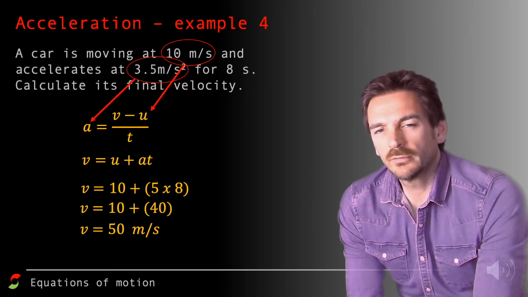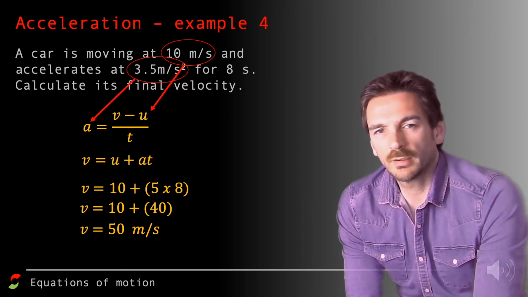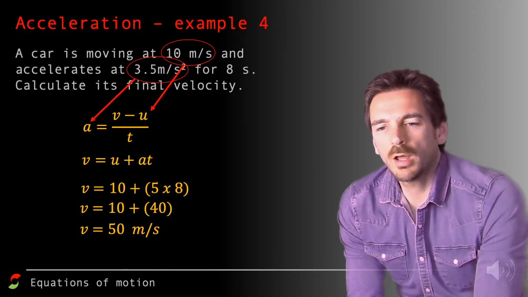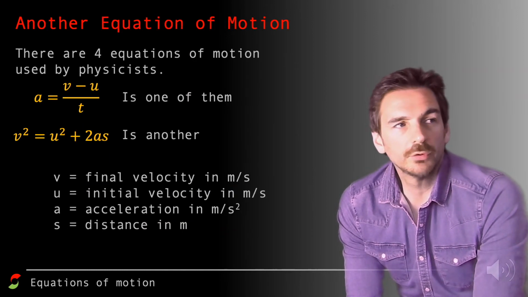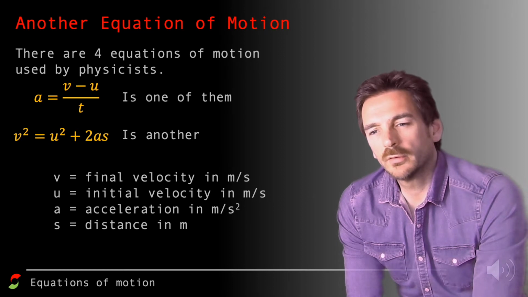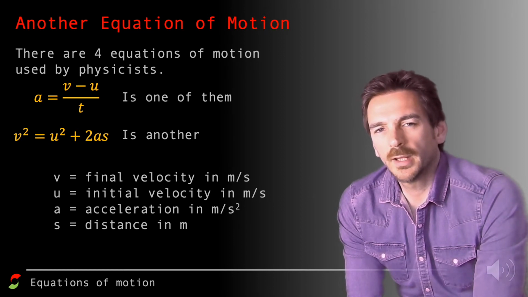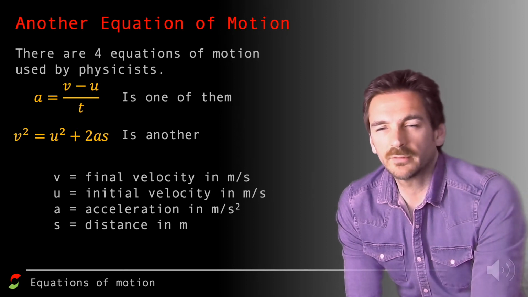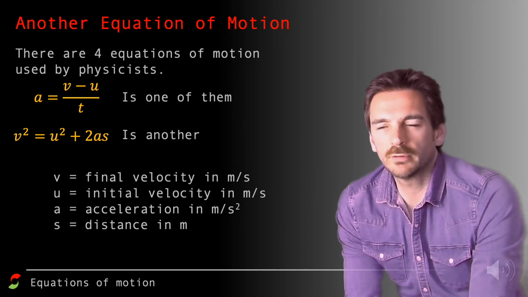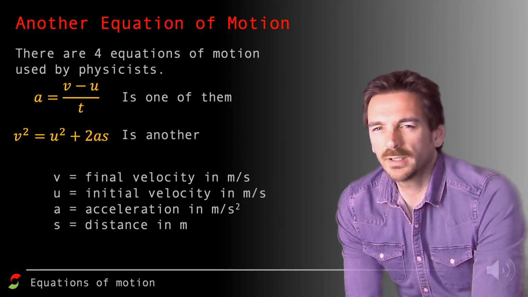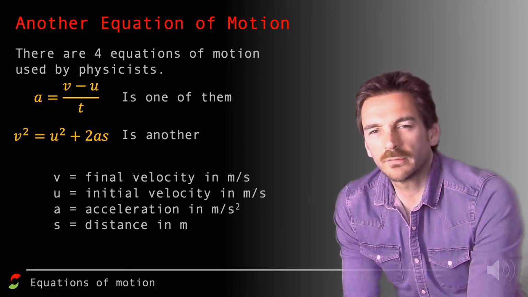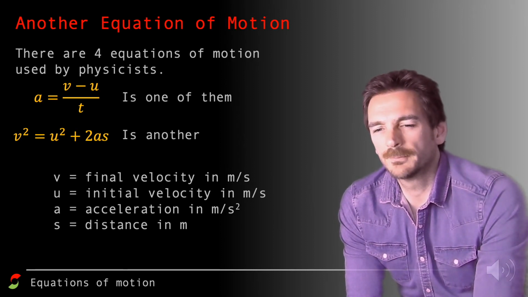So that's how to use that equation of motion. The acceleration is change in velocity over time. So there's the other equation of motion that you need to use, and that other equation of motion is one of 4 that we use in physics, but you only need to use 2. So we've already introduced you to one. So this is one of the equations of motion, and v squared equals u squared plus 2as is another. You don't need to know any of the other 2 for GCSE or IGCSE.